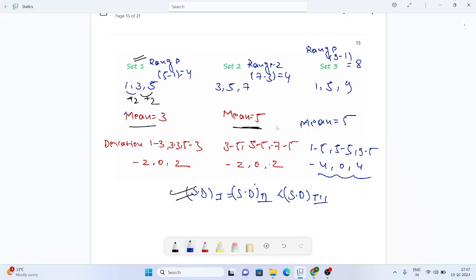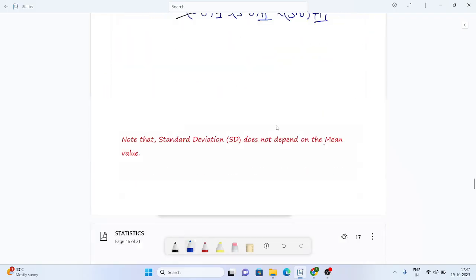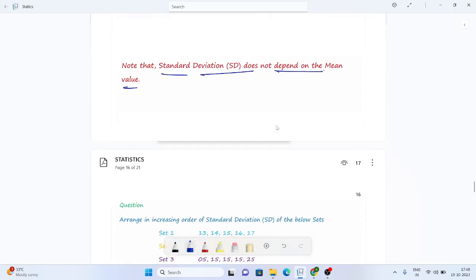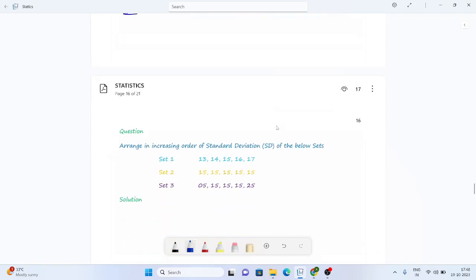This example will clarify this concept. Now, standard deviation does not depend on the mean value. That is a similar note we made earlier. Okay.